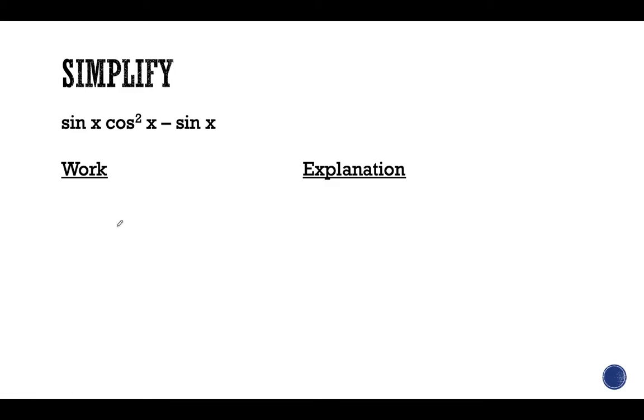So if we want to simplify sine of x times cosine squared of x minus sine of x, the first thing I want to do is analyze the equation. My goal is to simplify this. I might notice that this term, which is all one term, has a sine of x in it, and this term also has a sine of x in it. A lot of times in algebra, if I saw something like that, my thought would be to factor that out. Well, that's exactly what we can do in this problem.